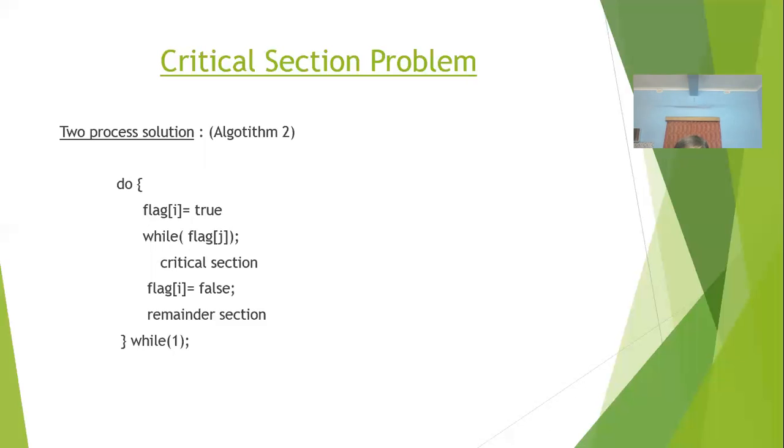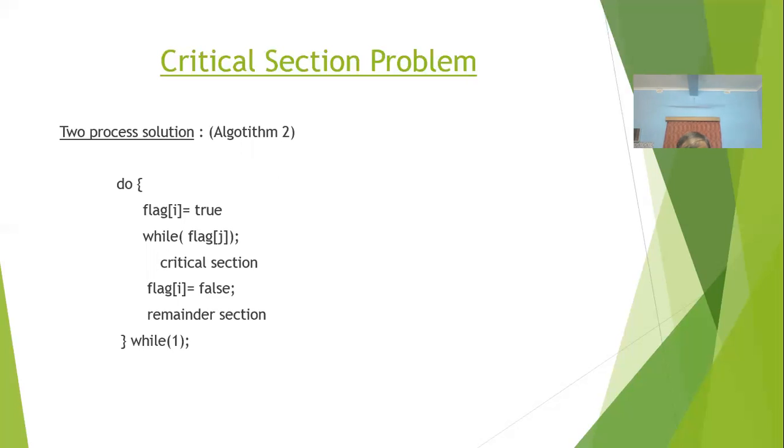Now to remedy this problem, we can replace the variable turn with a Boolean array called flag, having only two elements in it. The elements of the array are initialized to false. That means if flag[i] is true, then that value will indicate that Pi is ready to enter into the critical section. So what is the structure of the algorithm here?